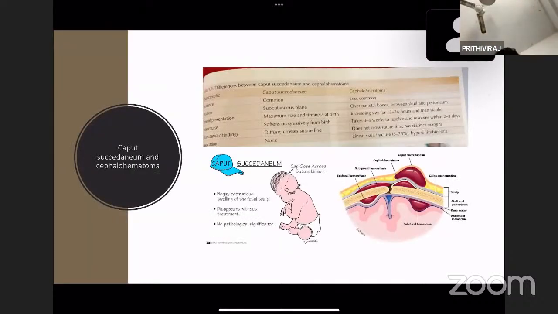So now we will see something important. What are caput succedaneum and cephalohematoma? Caput succedaneum is very common. This is a boggy erythematous swelling of the fetal scalp. It disappears without treatment. There is no pathological symptom.